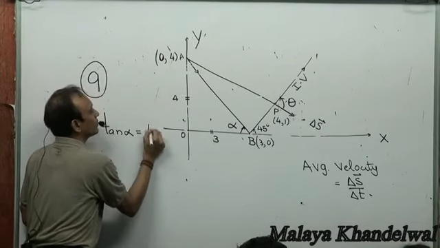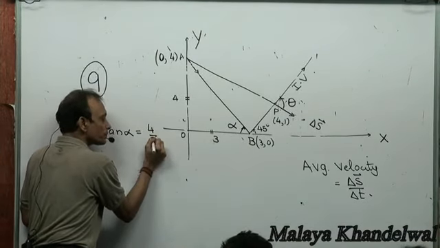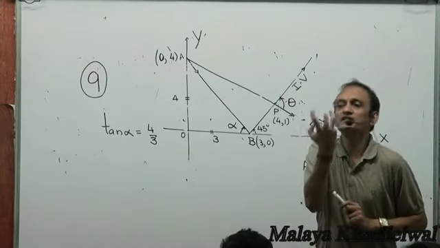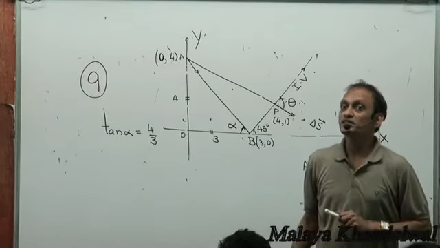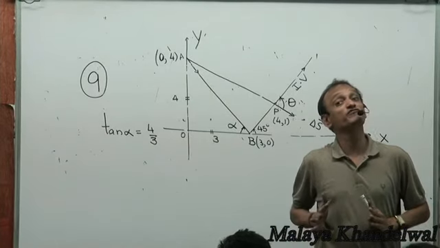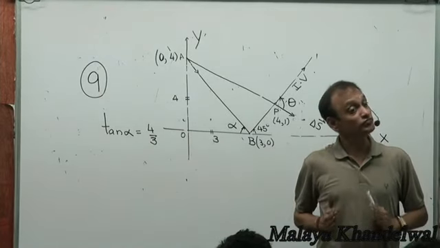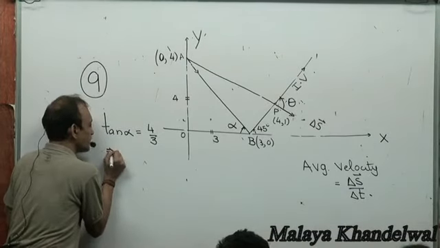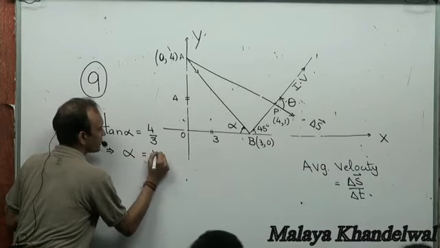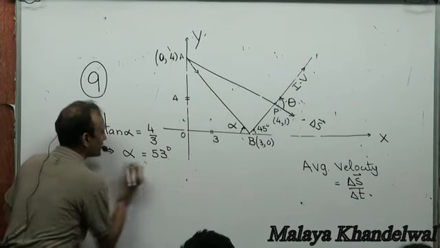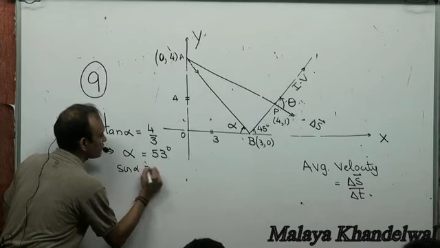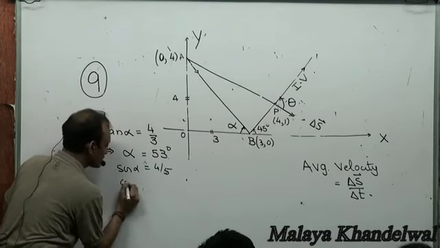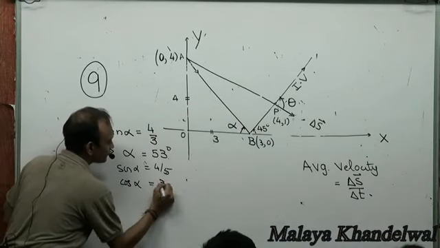Now, from now on, this should get into your standard values of angles. When tan alpha is 4 by 3, alpha is 53 degrees. This value is used very often, so I want you to remember this. That means sine alpha is 4 by 5 for 53 degrees, and cos alpha is 3 by 5 for 53 degrees.